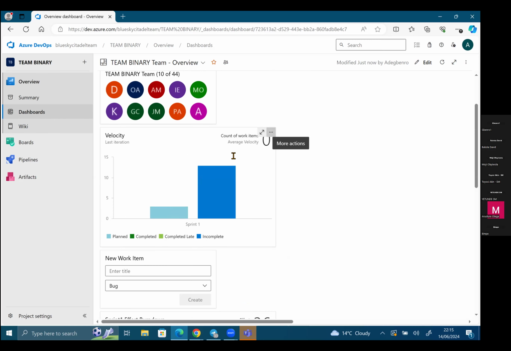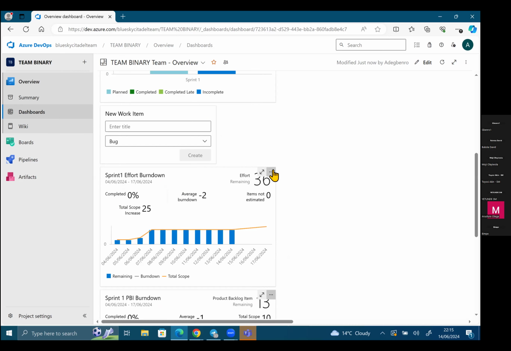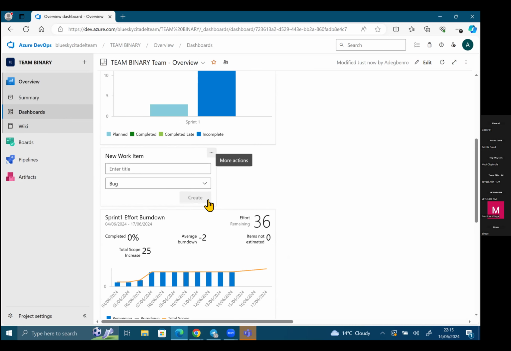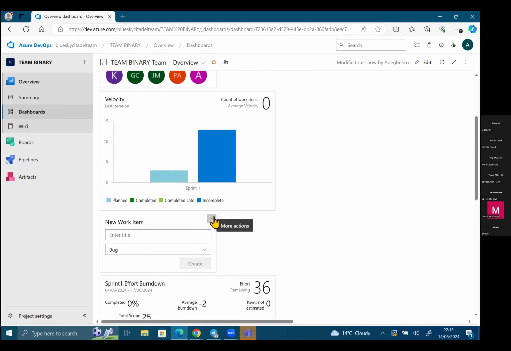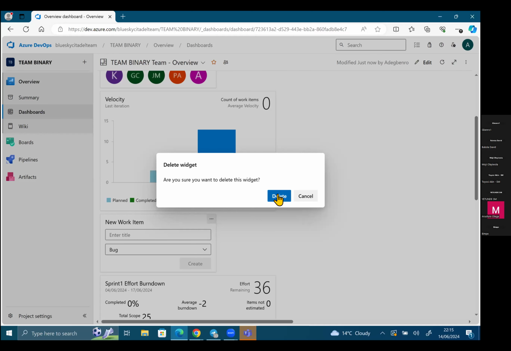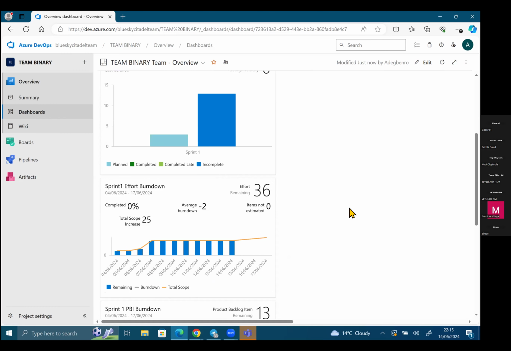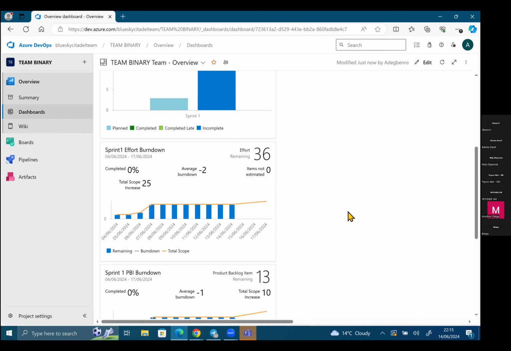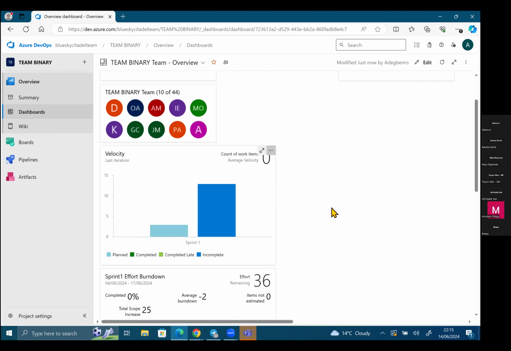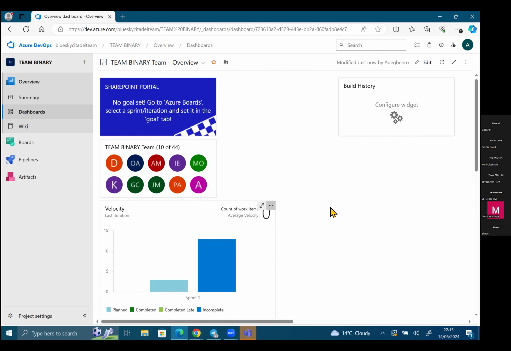Again, no, not that one. You need your velocity. The one below the velocity, not that one. There is one between the velocity and this one. That's the one, yeah. That's new work item. Just click on it and delete. Thank you. And there's one at the top also, the one for the names. Yeah, you can leave that one then. It's not doing anything.